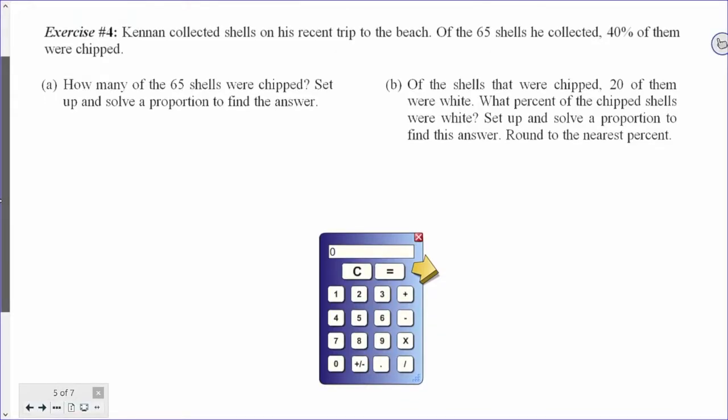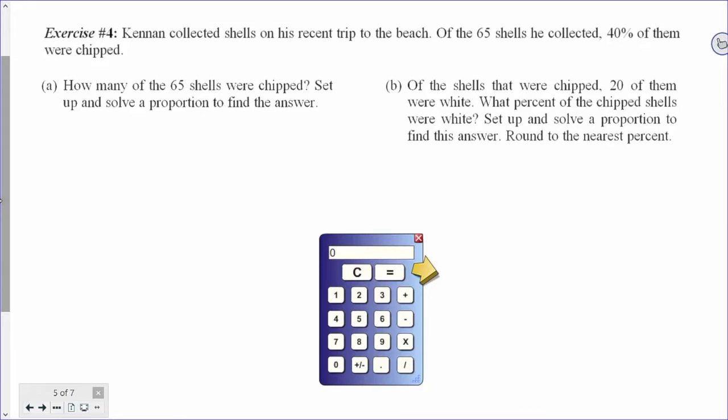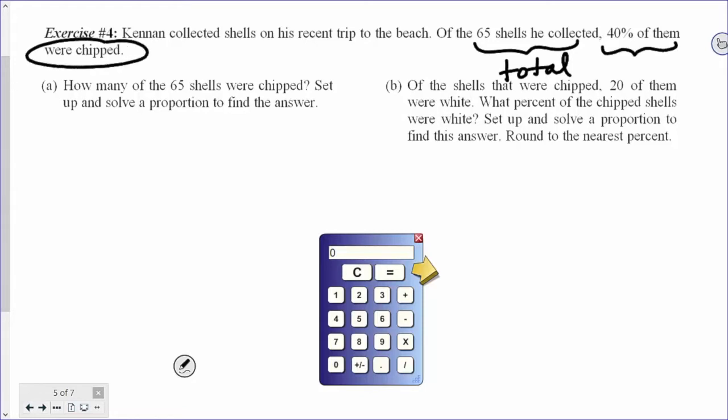Keenan collected shells on his recent trip to the beach. Of the 65 shells he collected, 40% of them were chipped. Okay, so this is the total number of shells he collected. And 40% of them were chipped. All right, first, how many of the 65 shells were chipped? Set up and solve a proportion to find the answer.